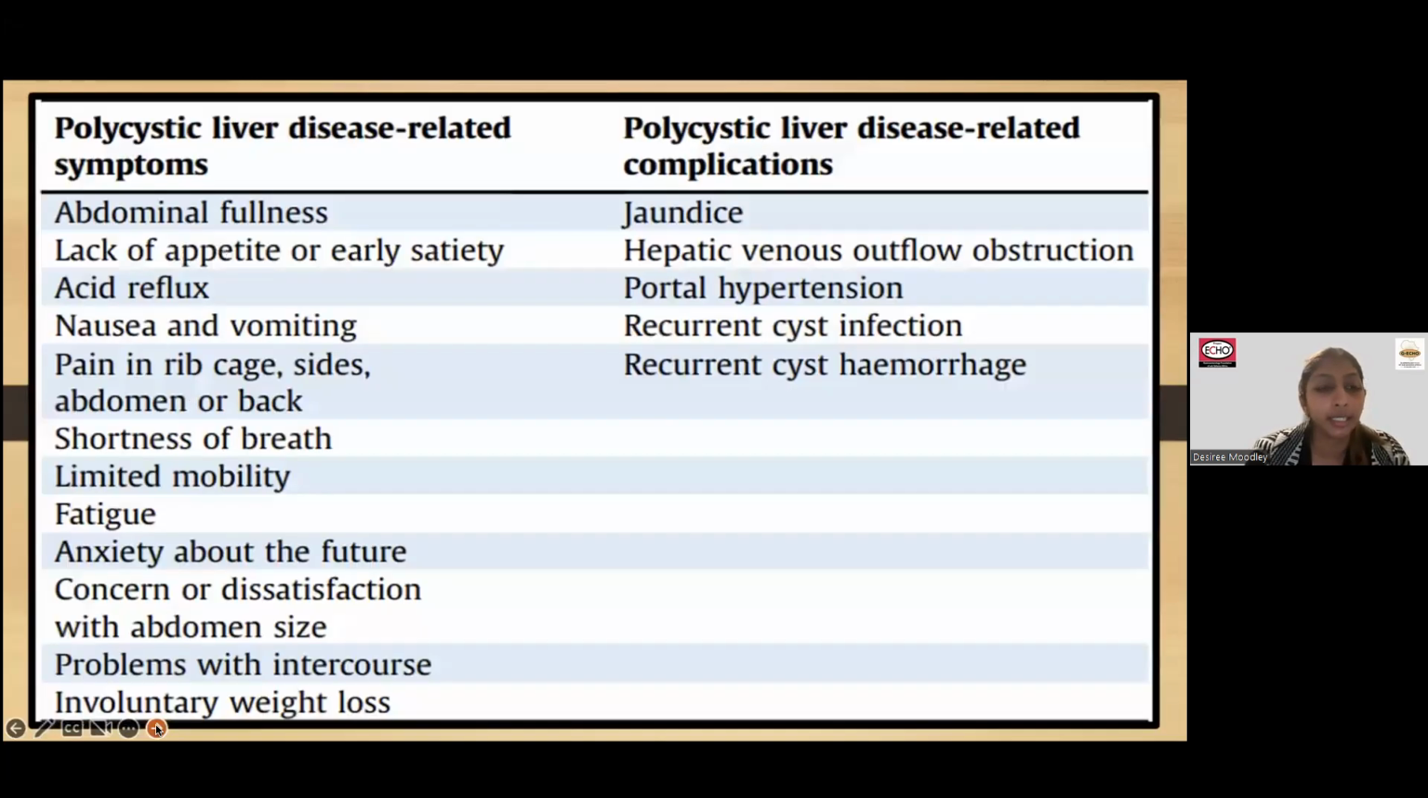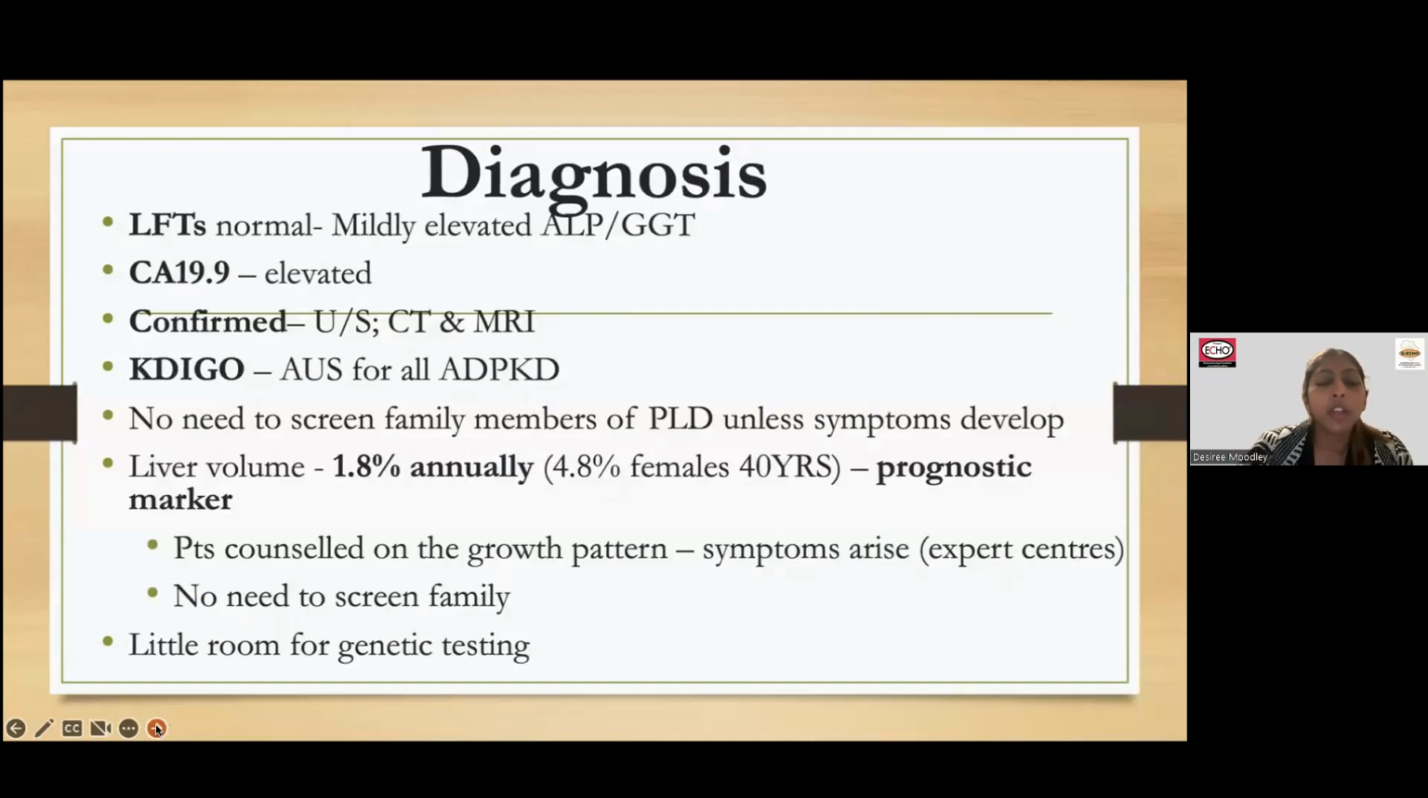This is just a table that summarizes everything I've just said. So how do we diagnose polycystic liver disease? Well, your LFTs are normal. They can be mildly elevated ductal enzymes. Your CA 19-9 can be elevated as well, but none of this really helps you. So we confirm it on ultrasound, or if it's complicated, CT and MRI.